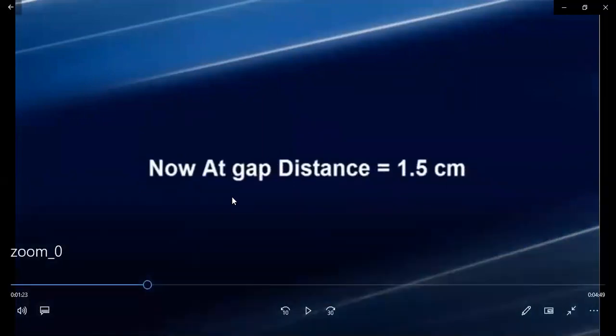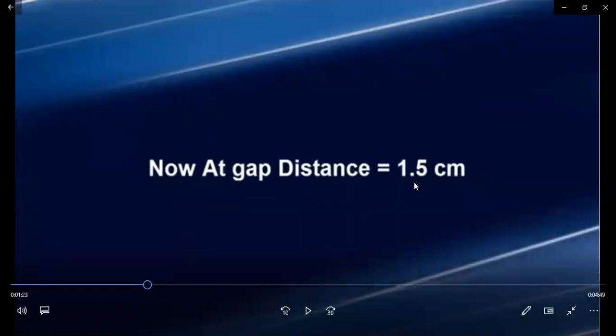Now at a gap distance of 1.5 centimeter. It means the gaseous particles are added by increasing the gap distance between the electrodes. Indirectly, we have added more gaseous particles between the electrodes. As more gaseous particles are added, the breakdown strength will increase, and we will have a higher value for the breakdown voltage. So let's demonstrate it practically.